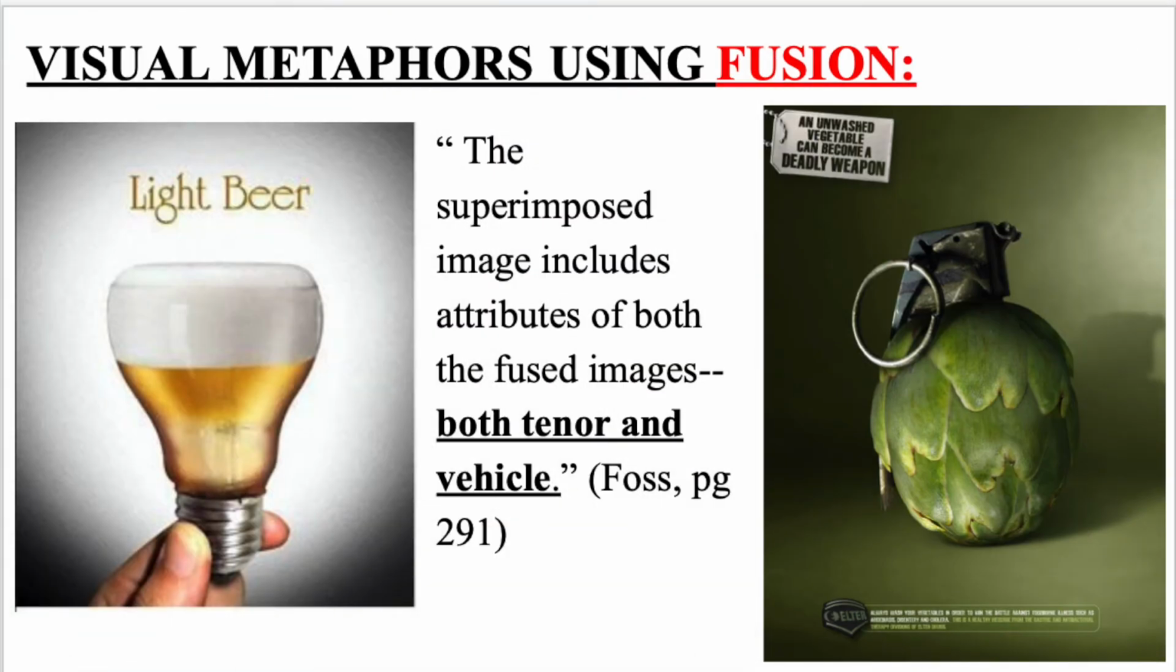For visual metaphors that use fusion, attributes of both the tenor and vehicle are present. Like in the first photo of light beer in a light bulb, or in the second photo of an advertisement that says, "An unwashed vegetable can become a deadly weapon," which depicts an artichoke as a grenade.